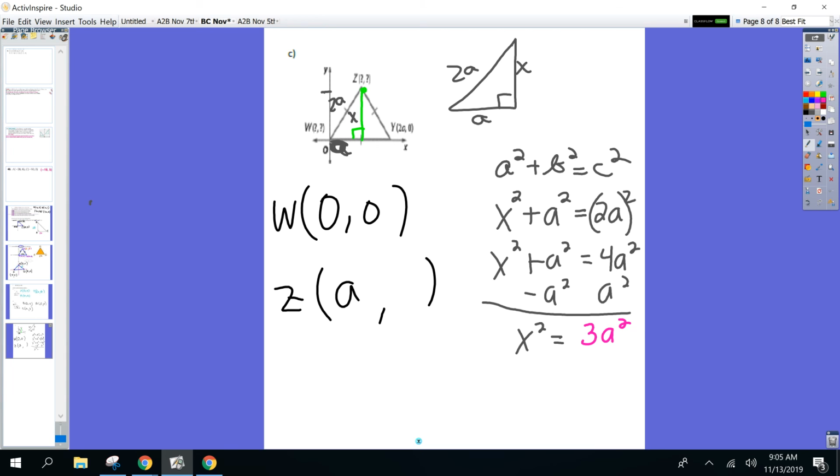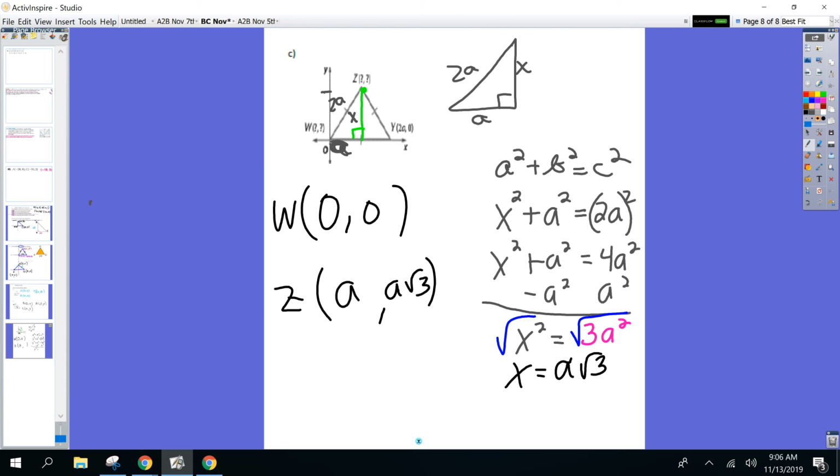All right, let's keep trucking. What's your next move? Square root of both sides. All right, now let's tackle what's inside there. Can you take the square root of 3? No. Can you take the square root of a squared? What is the square root of a squared? A. So I have a on the outside because I took the square root of a squared. What's still left underneath the radical? There's your y coordinate.